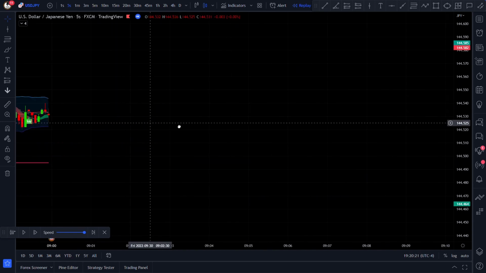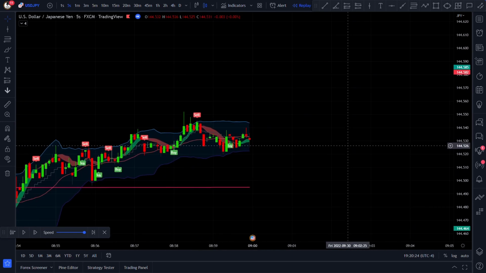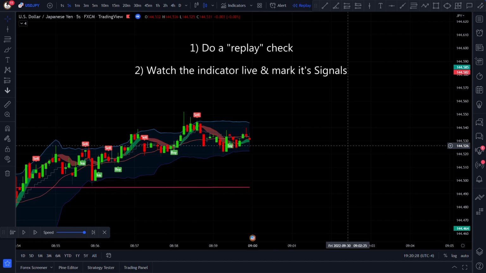To avoid repainting indicators like this, I recommend you do the same thing I just did. So do a replay check and watch the indicator live, mark its signals, and after a reasonable amount of signals has been printed, check if they are still there. And also if the signals are printed live.